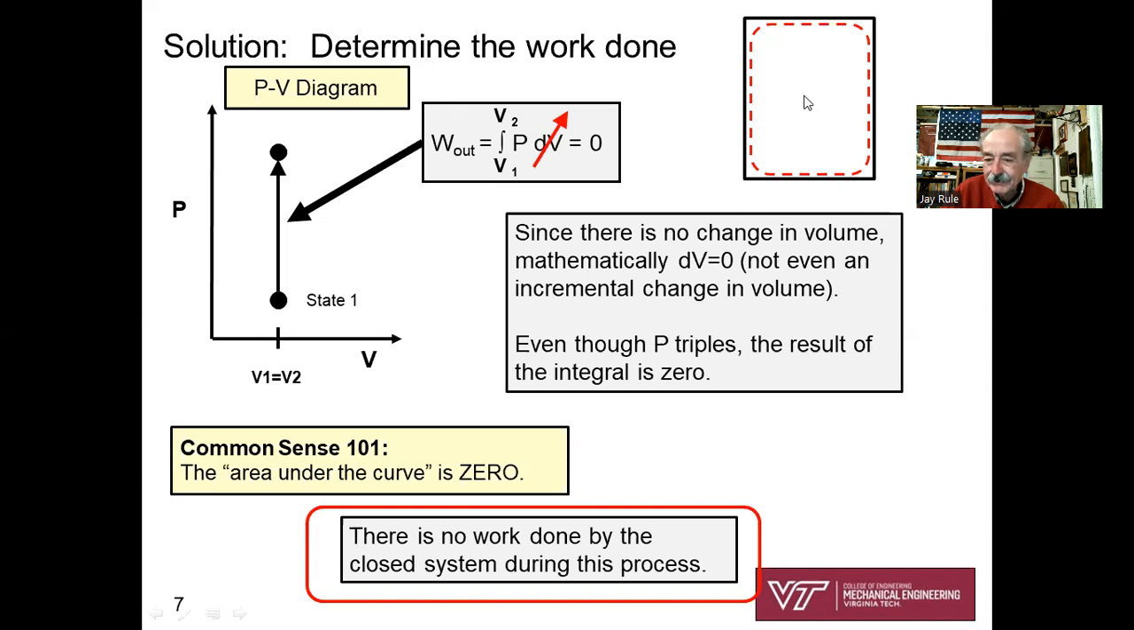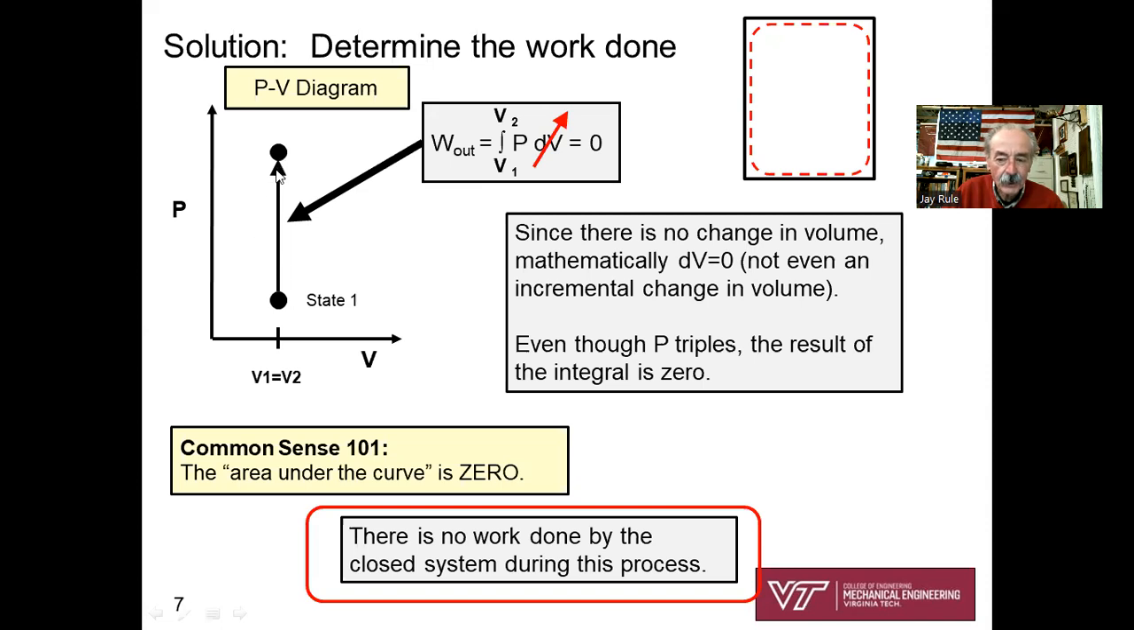We're adding heat to the gas inside here. The volume doesn't change, so the process path is a vertical line. The volume is constant, but the pressure triples. Okay, what's the area under the curve for this process?